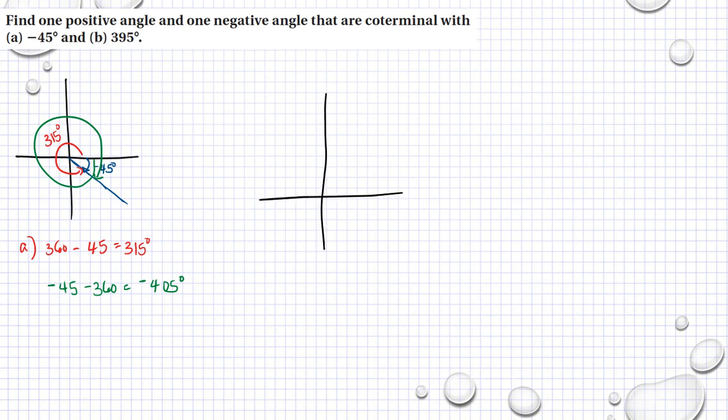We have 395. 395 minus 360 degrees is 35, that is 35 degrees more than 360. Then we have here, if I'm going to use red here, approximately, okay, so this is 35 degrees.